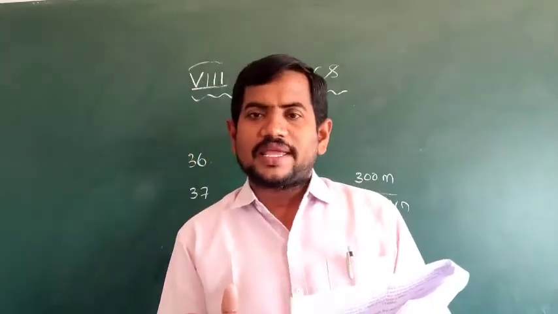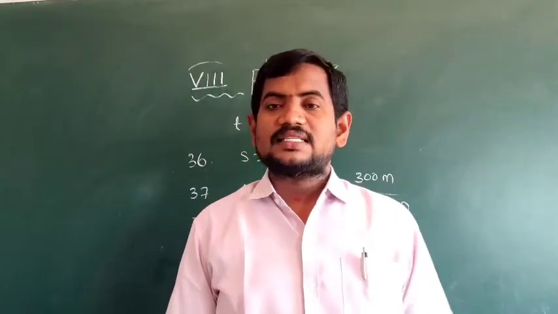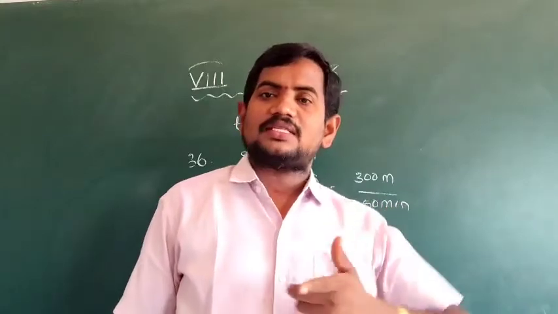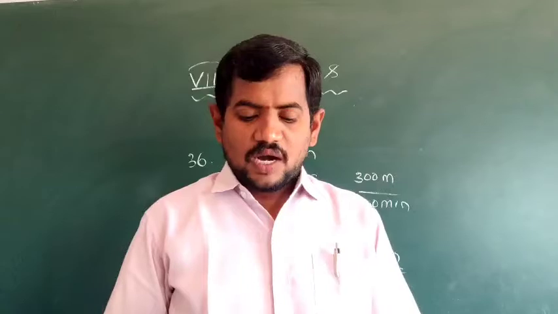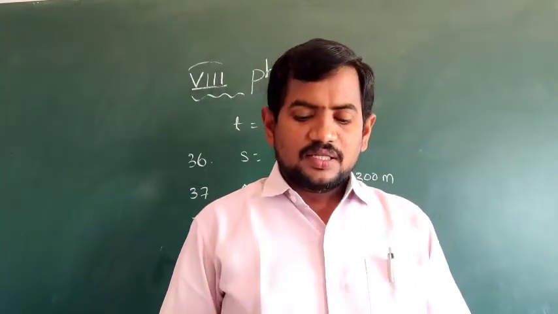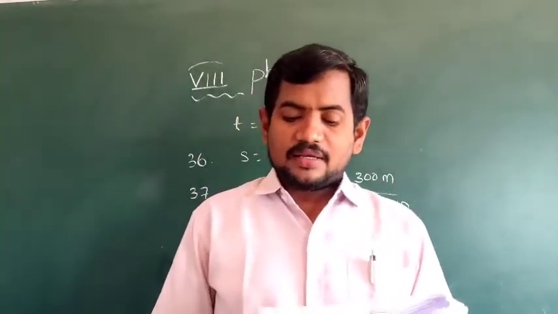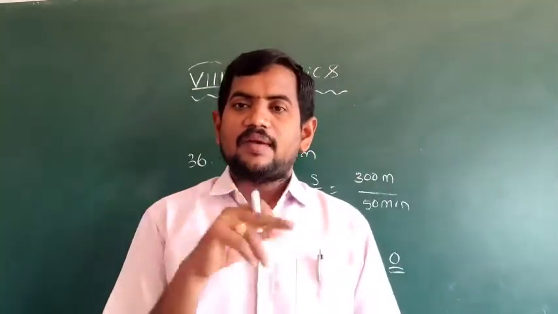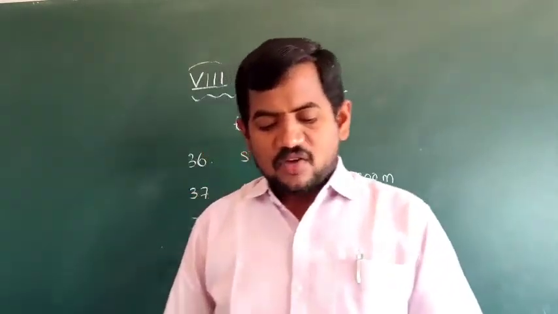First 40 kilometers, next 40 kilometers. Equal distances. For equal distances, average speed is given as 2v1v2 by v1 plus v2. For equal time intervals, average speed is given by v1 plus v2 by 2. So by using this, you can find the average velocity of the car during the 80 km trip. Average velocity means the total displacement by total time taken. Here time is not given, but you can find it easily because speed equals distance by time, so time equals distance by speed. By using this, you can solve the 40th and 41st.